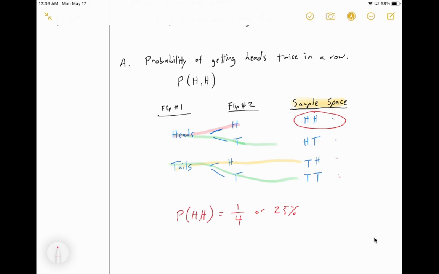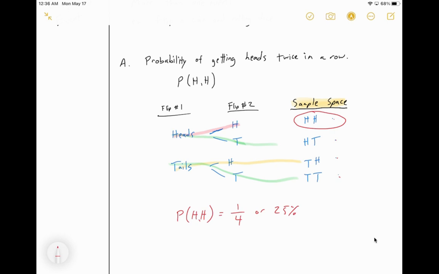So this is a compound event, right? This is a compound event. You're trying to figure out, okay, what is the probability that I will get heads, heads, right? Two different things. And so we know it's a 25% chance, right? There is a 1/4 or 25% chance.